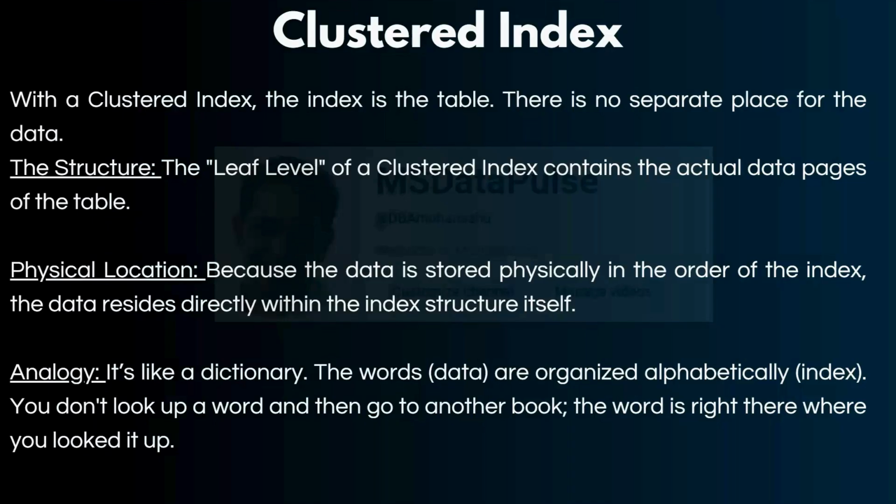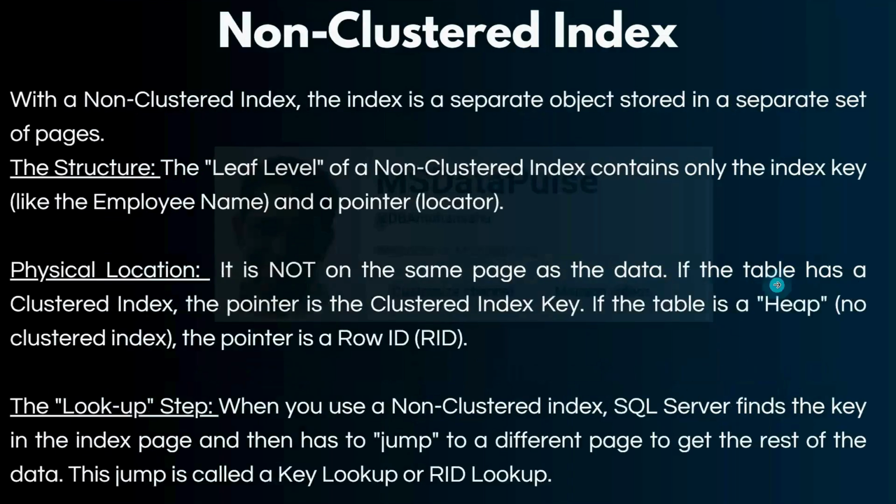And then we have a non-clustered index. A non-clustered index is a separate object stored in a separate set of pages. So when you create a non-clustered index on any column, for example, if you have an employee table and you are creating a non-clustered index on a name column, that particular non-clustered index will be created separately, and it will have separate pages. And in the leaf level of this non-clustered index, you will not have the data, but you have the pointer to the data.